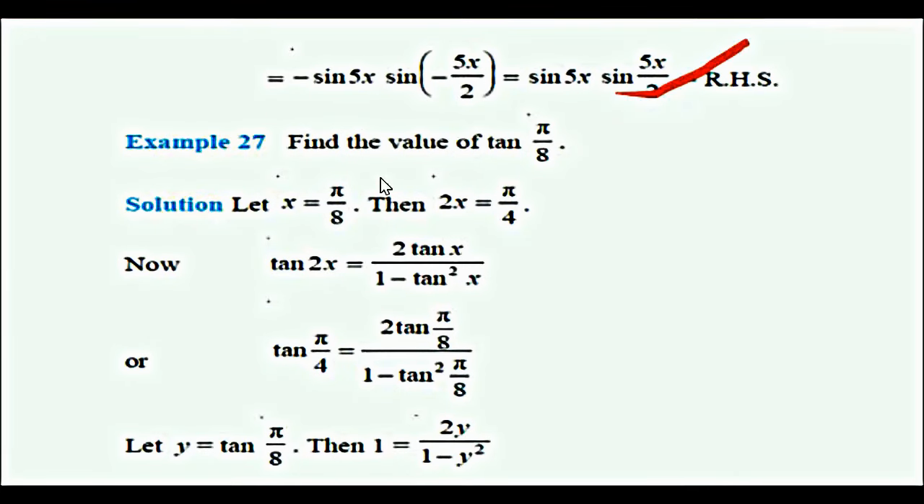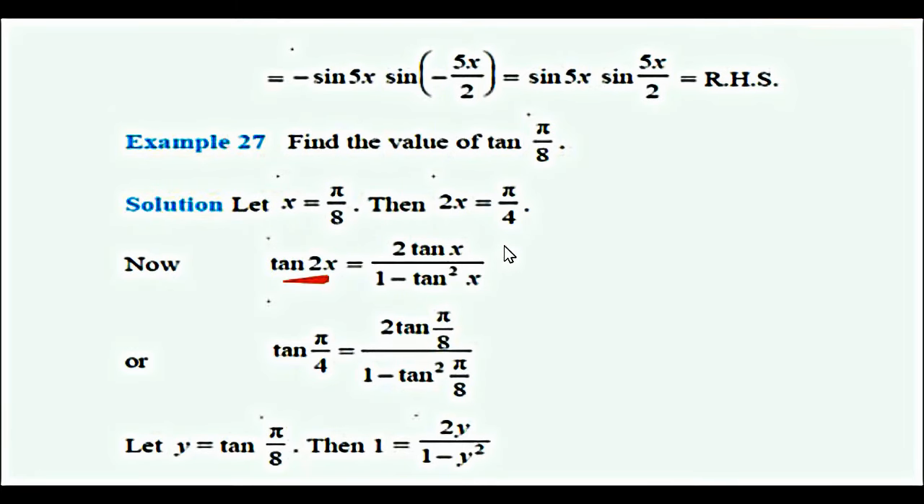Okay, this one. Now let us come to the next question, example 27. You want to find out tan pi by 8. We are not aware of what exactly this value is. So what we are going to do is, let us place x is equal to pi by 8. Let us multiply both sides by 2. So 2x is pi by 4.